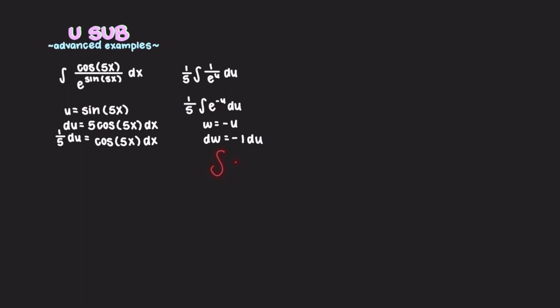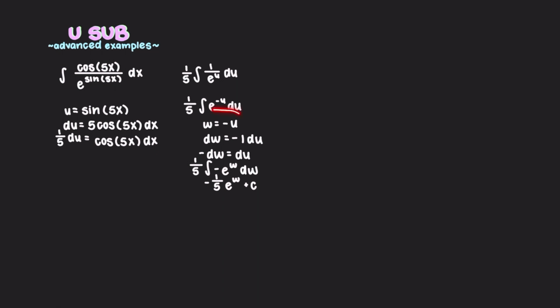So now we have to rewrite this as something that we can work with. If w is negative u, then we could write it as e to the w, which we could work with. And then we just need to write du. We have -1 du right here. So let's just switch this negative to the other side. So now we can rewrite this as negative e to the w dw. This negative is coming from this negative dw here. Okay, now this is going to give us -1/5 e to the w plus c.